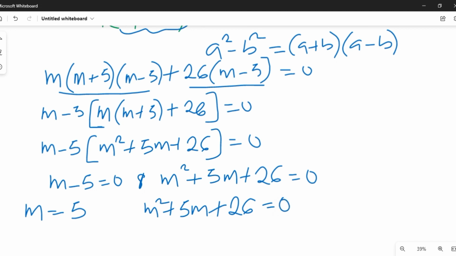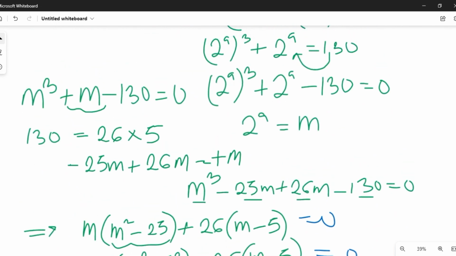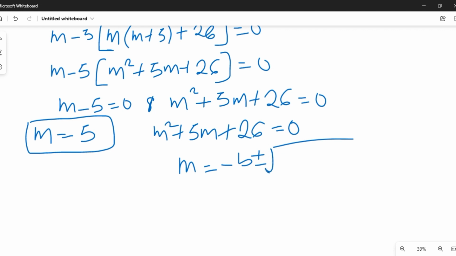So since the main polynomial is a polynomial, we are going to get three solutions. So we've gotten one of the solutions, which is m is equal to 5. To get the other two solutions, we'll have to use the quadratic formula. Our m will be equal to minus b plus or minus the square root of b squared minus 4ac, all over 2a.